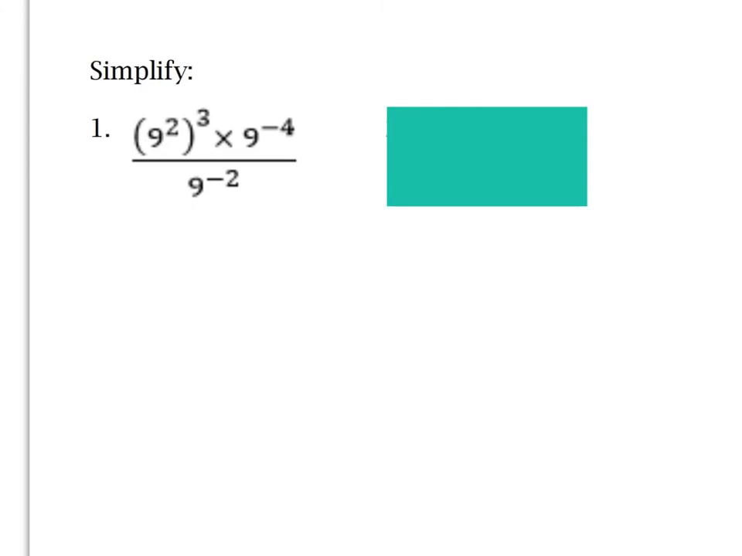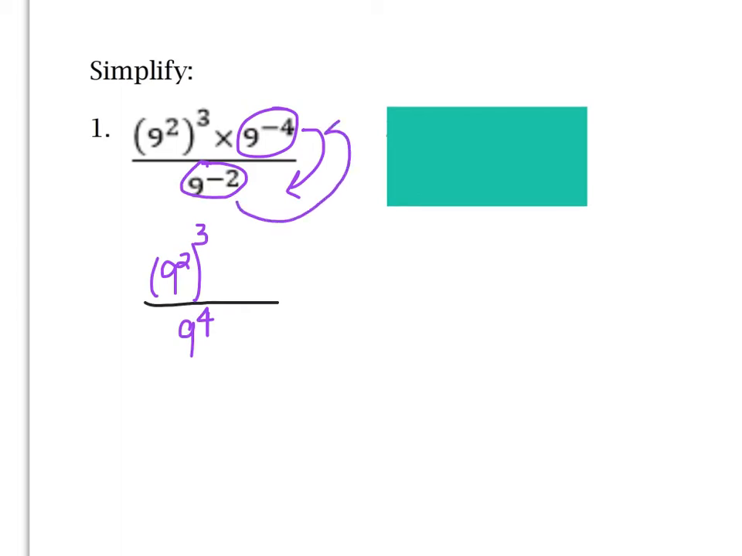Okay, so I see a couple things. First, I see exponents that I'm going to identify. I want to move all of my exponents that are negatives to make them positive. So I'm going to leave this first term just the way it is. 9 to the 2nd power. That whole thing is being raised to the power of 3. Now, I see that this 9 to the negative 4th, I'm going to rewrite it down in the denominator to make it positive. And this 9 to the negative 2nd is going to come up to be my numerator.